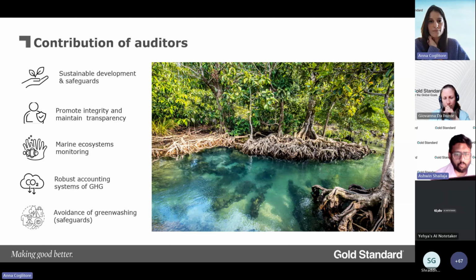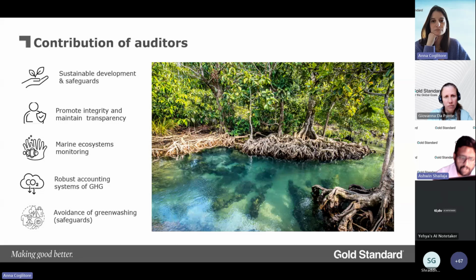Also, what additional SDG monitoring could be considered within the project design? For example, if biodiversity is one of the key elements, and SDG 14 is also part of the SDG impacts that could accrue, how well is it monitored? So there could be a lot of contribution from the auditors, not just on the mitigation part, but also on the overall health of the mangrove ecosystem.